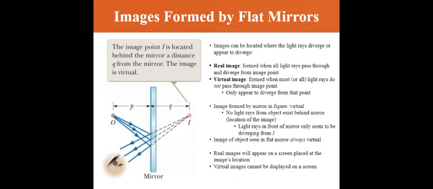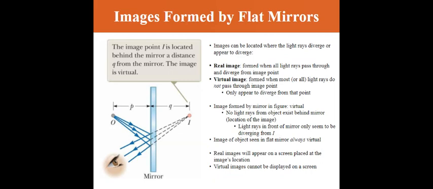Again, by looking at the reflected rays, you can trace them back to the point where they would intersect, and that point where they intersect is the location of the image. And in some cases, the rays are not physically intersecting, but you can still locate the image by tracing them back. So whether the reflected light rays actually diverge or appear to diverge, that's where the image is. If the light rays are actually diverging in front of the mirror, so they're physically coming out of a point, then that's what's called a real image.